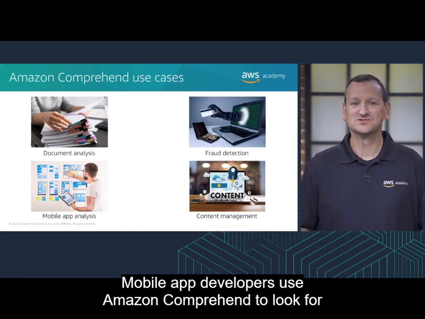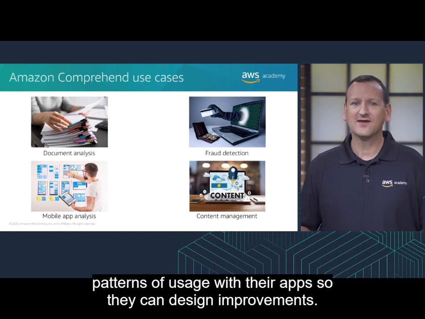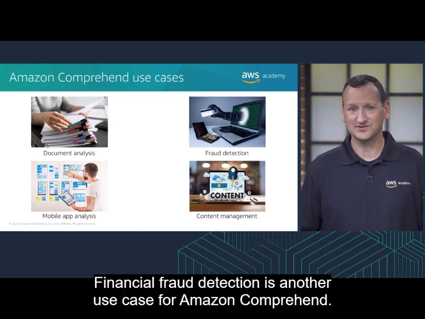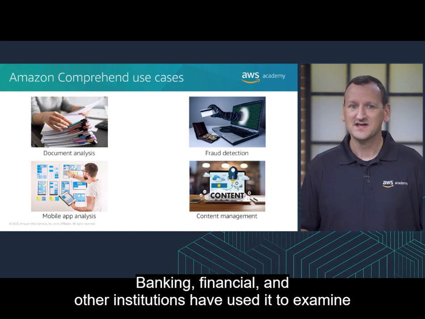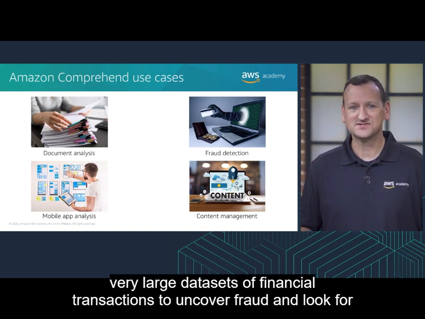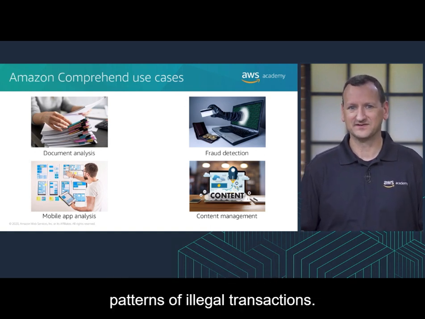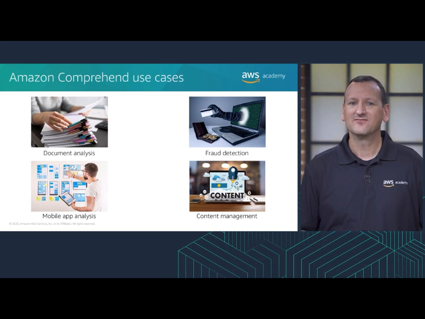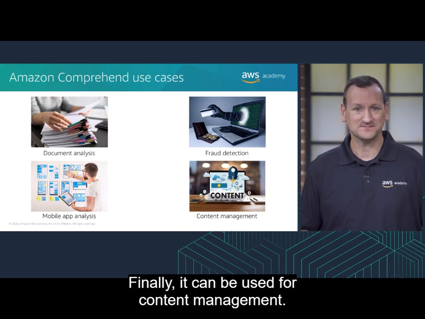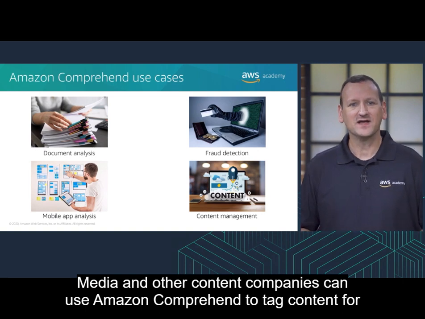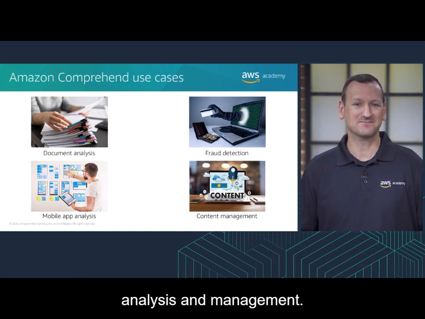Another use is for large-scale mobile app analysis. Mobile app developers use Amazon Comprehend to look for patterns of usage with their apps so they can design improvements. Financial fraud detection is another use case for Amazon Comprehend. Banking, financial, and other institutions have used it to examine very large data sets of financial transactions to uncover fraud and look for patterns of illegal transactions. Finally, it can be used for content management. Media and other content companies can use Amazon Comprehend to tag content for analysis and management.